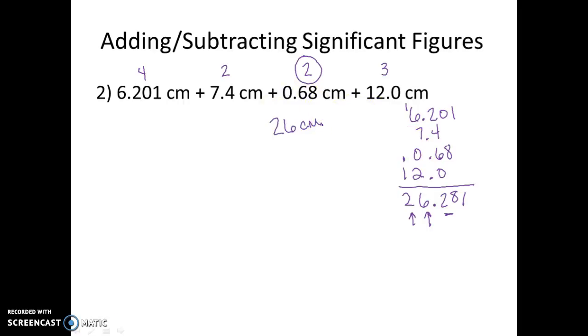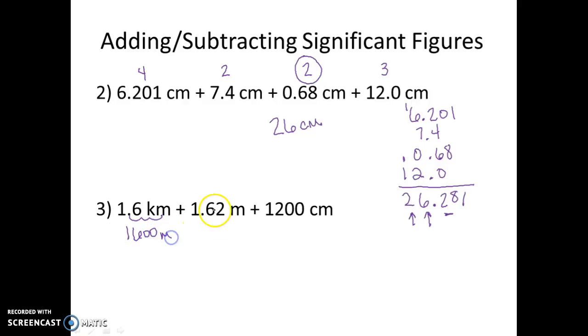Now let's take a look at one more. A little bit more difficult here. I have given you 3 different units. All of them have the same base unit of meters, but just like in the conversions video, we are going to change it to where they are all meters. Okay, so 1.6 kilometers, that's 1, 2, 3, so that's 1,600 meters. 1.62, that's just going to stay what it is. And then 1,200 centimeters becomes 12 meters.